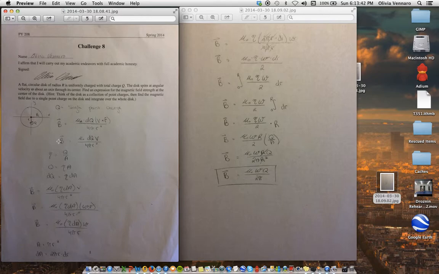And we want to find the magnetic field in relation to the density of charge per area, which is related by eta times the area. Then you can substitute Q equals eta A for the small amount of charge per area and substitute it for dq.